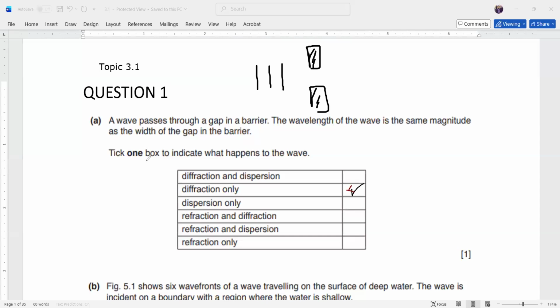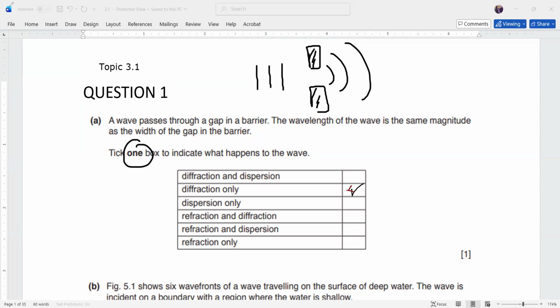Dispersion is when white light spreads into colors like violet, indigo, blue, green, yellow, orange, and red, which we call VIBGYOR. So here, what will happen when a wave passes through a gap, the wave will spread out, and this spreading of the wave is what we call diffraction. So tick one box to indicate. So there will be diffraction only.